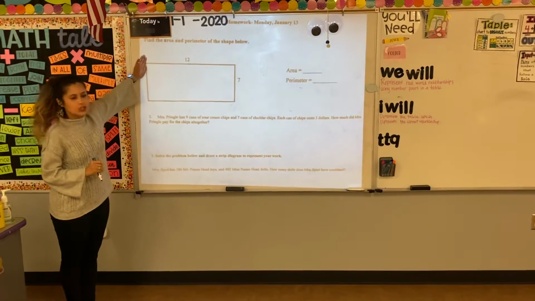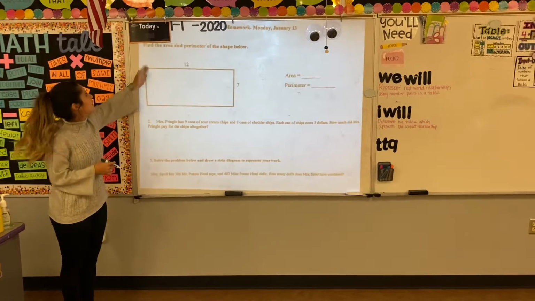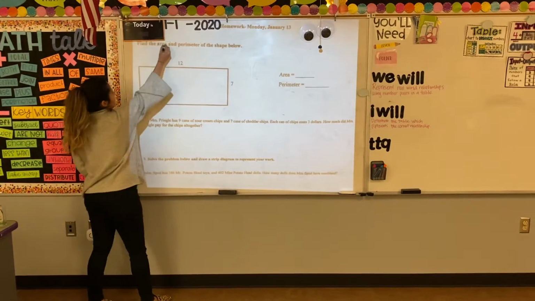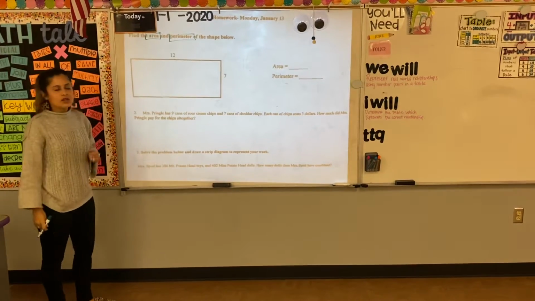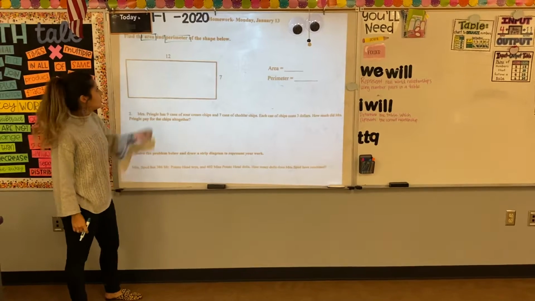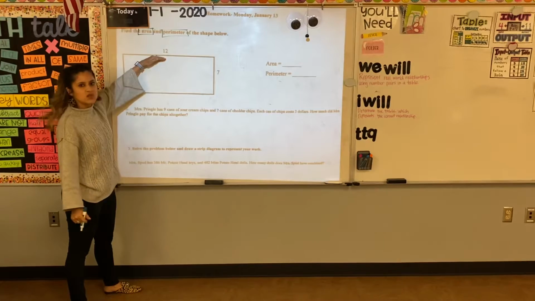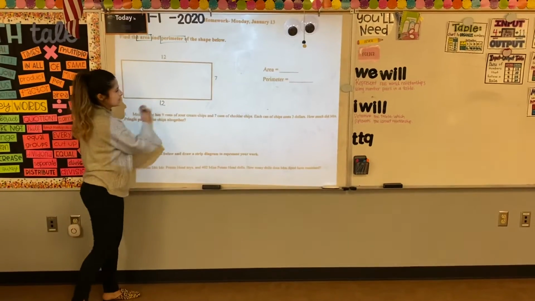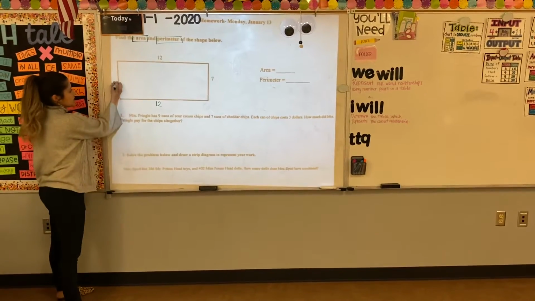On this 3-question page, I do want to help get you set up, but we won't solve it together. For our first question, we need to find the area and perimeter of the shape below. So we notice that it is a rectangle. In a rectangle, the opposite sides are equal and congruent. So we know if this width is 12, so is the opposite side. And if we have a length of 7, the opposite side is also 7.